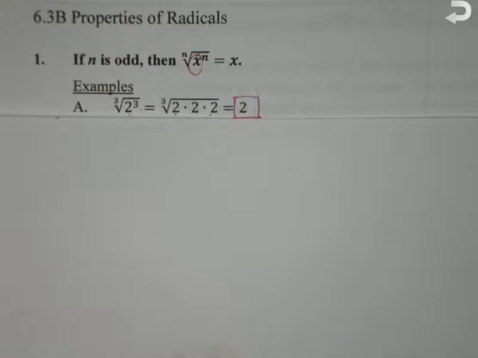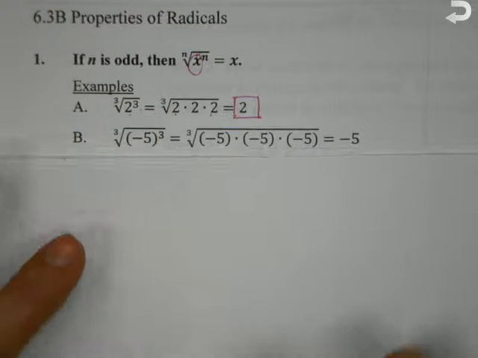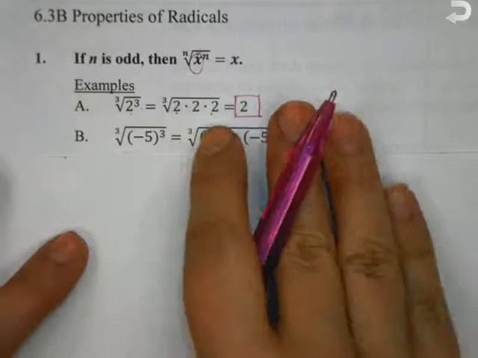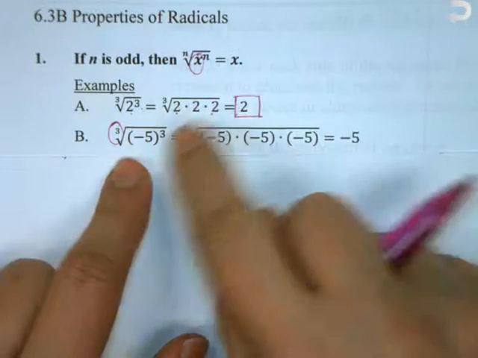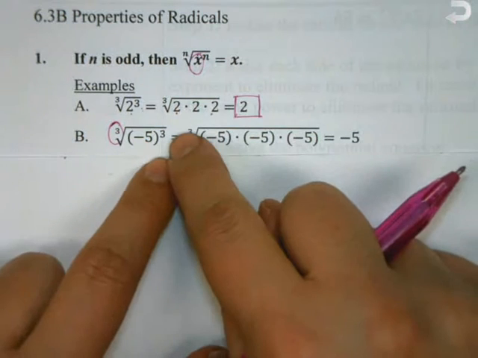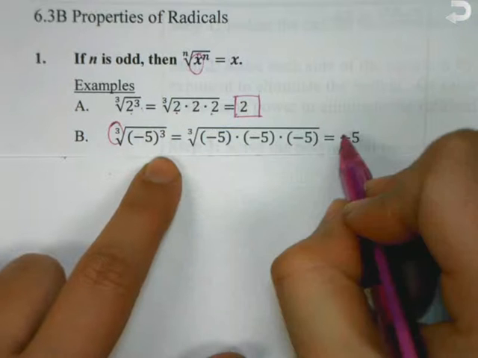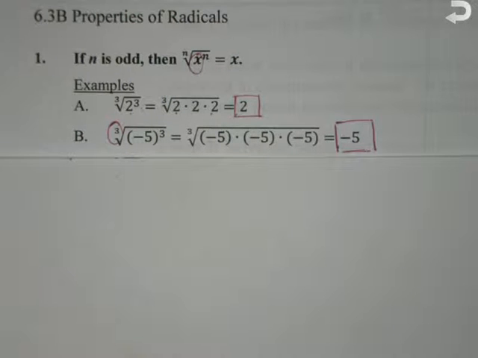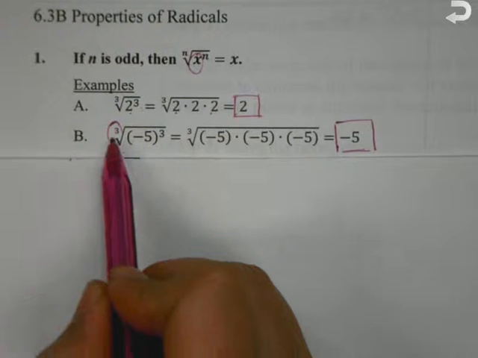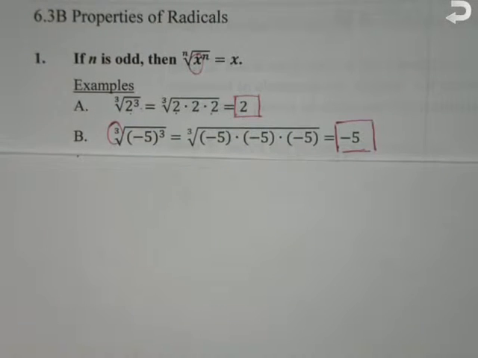Okay, next example. If I am taking the cube root, so my index is odd, of negative 5 to the third, what did we find out the answer was going to come out to? Negative 5. So it's okay to have a negative when our index is odd, and we already knew that, right? From the very first day.